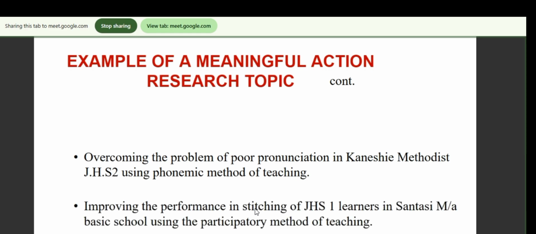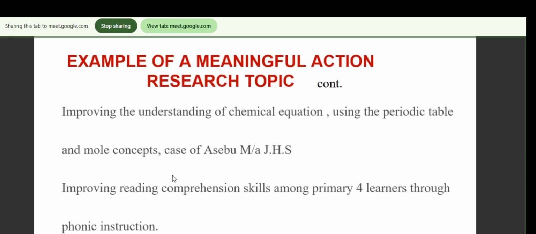The next action research topic I want to say: improving the performance in stitching of JHS1 learners in Santasi MA Basic School using the participatory method of teaching. Here we know stitching is in home economics, so that is a career technology. We are looking at the learners involved at JHS1. The school is Santasi MA, and the method that we'll be using is the participatory method of teaching. So this is also a complete action research topic. That is how we choose an action research topic.